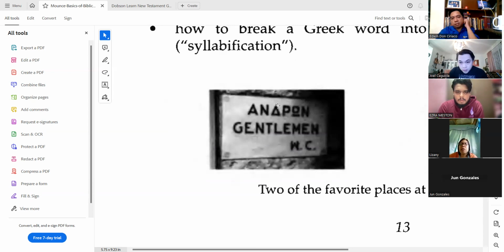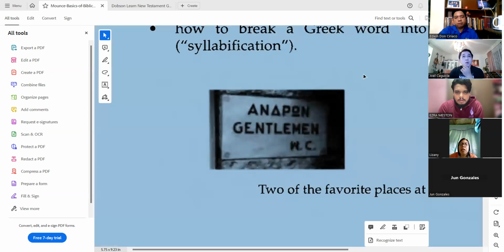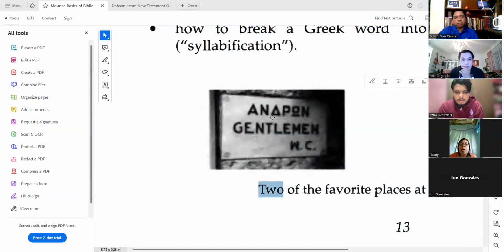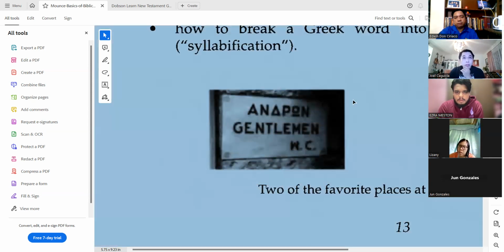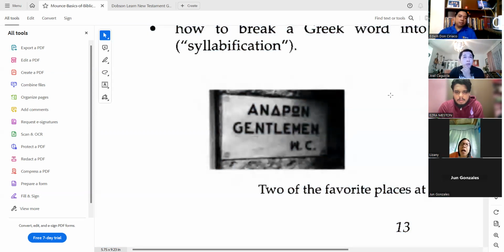Okay, let's analyze. These two letters are easy. How about the one in the middle? What letter is this one? Delta. It's a delta, good. So if it's a delta, you try to pronounce it with the first two letters.